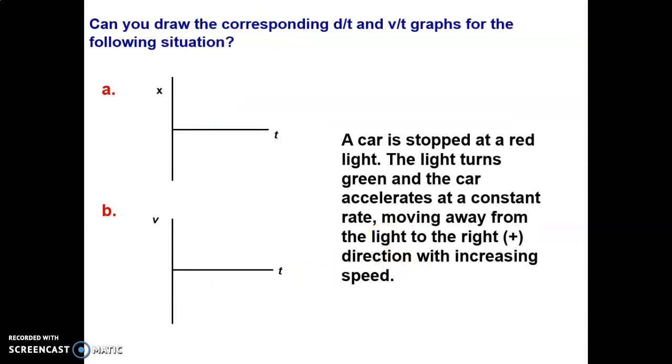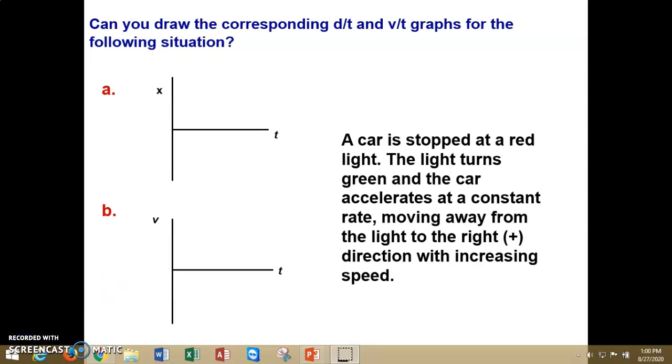Can you draw graphs that correspond to this situation? What I usually do is I pick one of the graphs to draw. Usually I find that actually the VT graph is a lot easier to draw here. So I would draw this one first. The car stopped at a light, so that means I'm at 0 here. And then it's going to accelerate at a constant rate and increase its speed. So my guess is I'm going to have a straight line going this way.